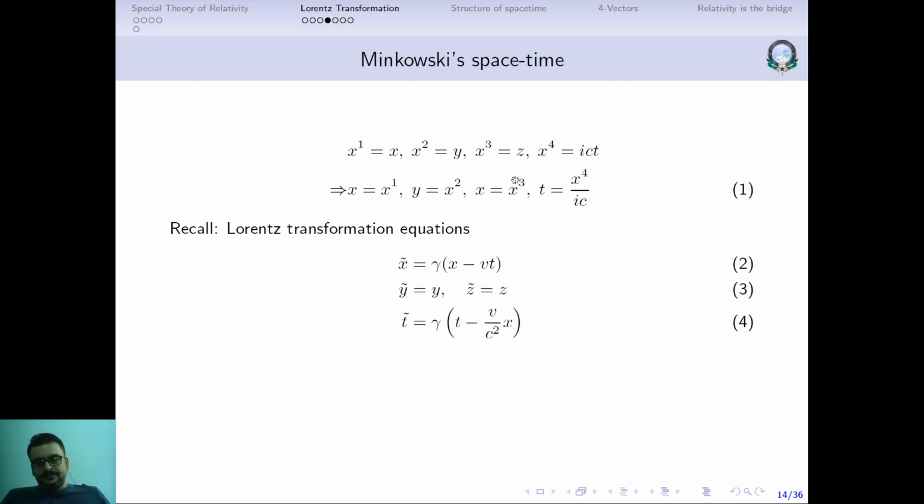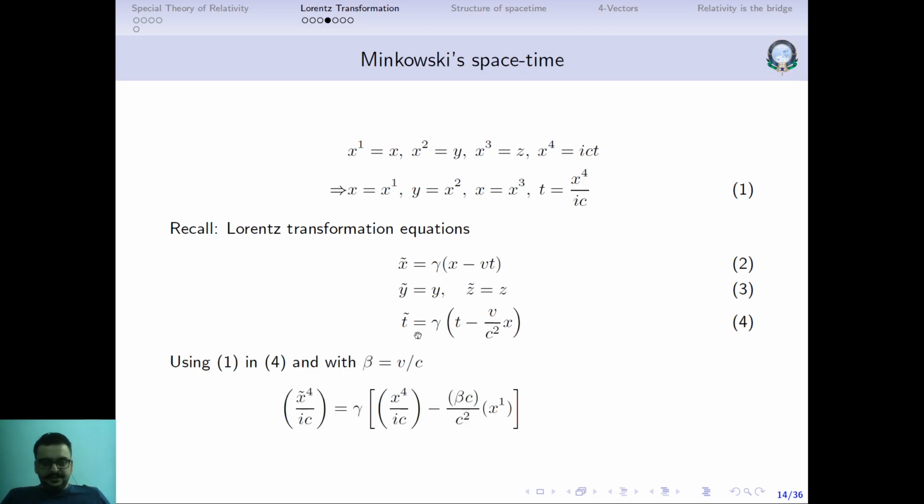With equation number 4, just using equation 1 in equation number 4, and also again introducing beta here. So equation number 4, we have a t tilde here. T is nothing but x4 by ic. So because it's t tilde, it will be x4 tilde by ic, which is equal to, there's a gamma here, then this t will become x4 by ic minus v, which is beta c, by c square, and this x is nothing but x1. So this will give us gamma x4 by ic minus gamma beta by c x1. This is what we have.